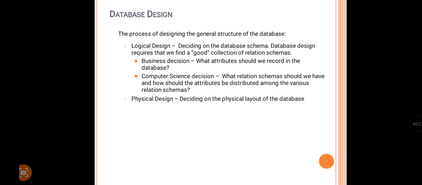Now let's discuss the database design, which is one of the most important stages in developing a database system. Before creating a database, we need to decide how the data should be organized. A good database design helps us to store the data efficiently, avoid duplication and retrieve the information quickly. There are two main parts of database design: logical design and physical design.